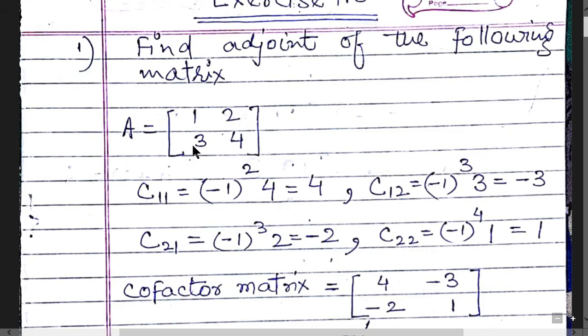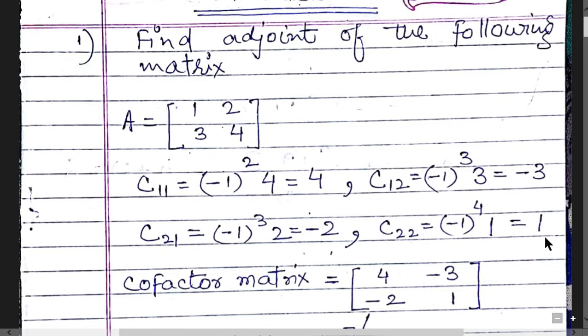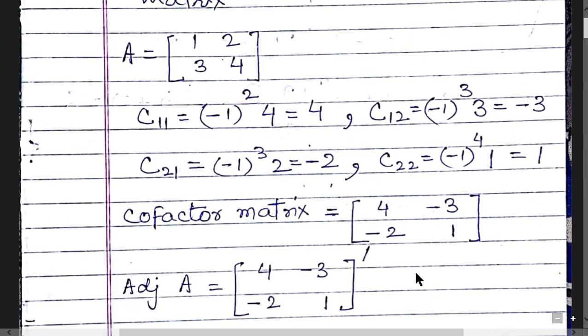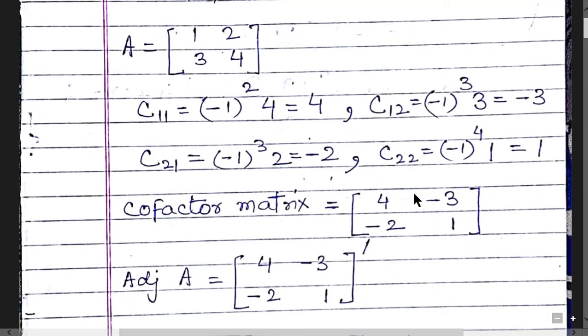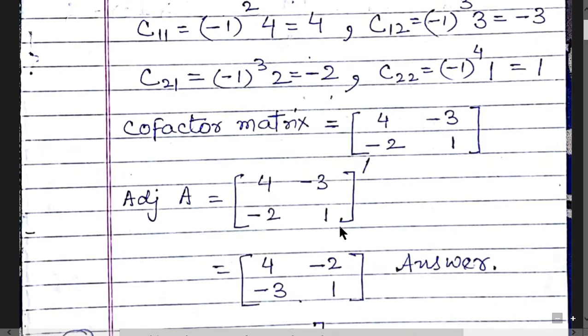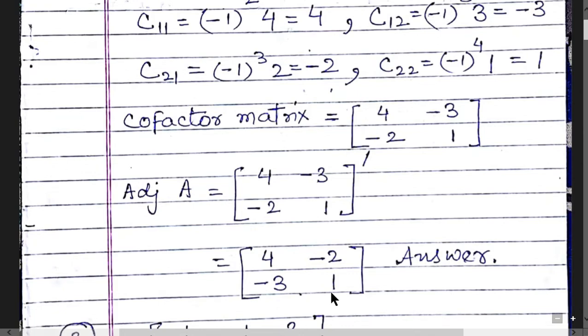And for C21, 2 is there. What about minus 1 raised to power this? It means 1 plus 1, 2. Then minus 1 raised to power 3. Then minus 1 raised to power 3, 1 plus 2. Then 2 plus 2, minus 1 raised to power 4. It means clearly the answers are 4, minus 2, minus 3 and 1. Now write the cofactor matrix. Then get the transpose of this cofactor matrix. You will get the adjoint of this matrix.